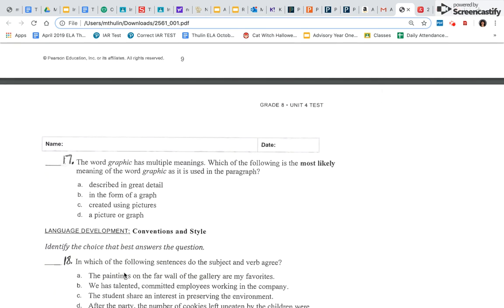Number 17, the word graphic has multiple meanings. Which of the following is the most likely meaning of the word graphic as it is used in the paragraph? If you need to, go back to the paragraph and read the sentence with graphic underlined. A, described in great detail. B, in the form of a graph. C, created using pictures. Or D, a picture or graph.